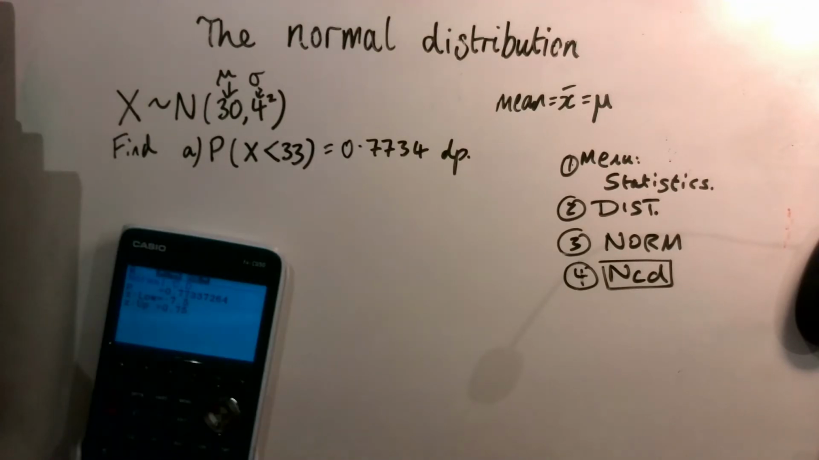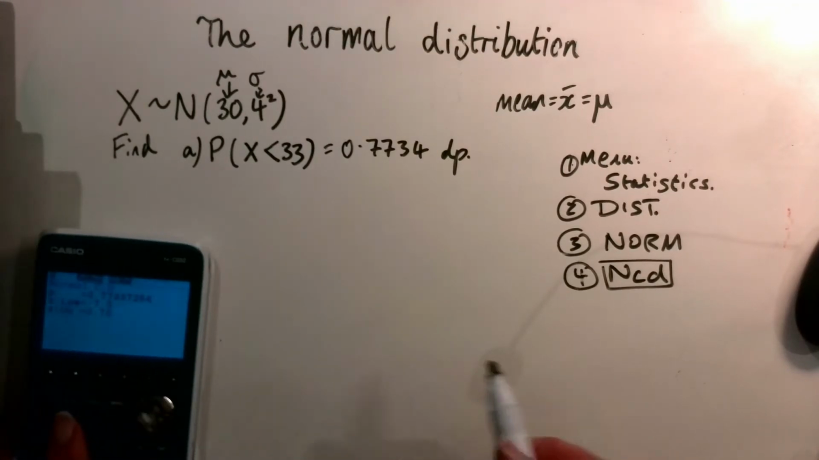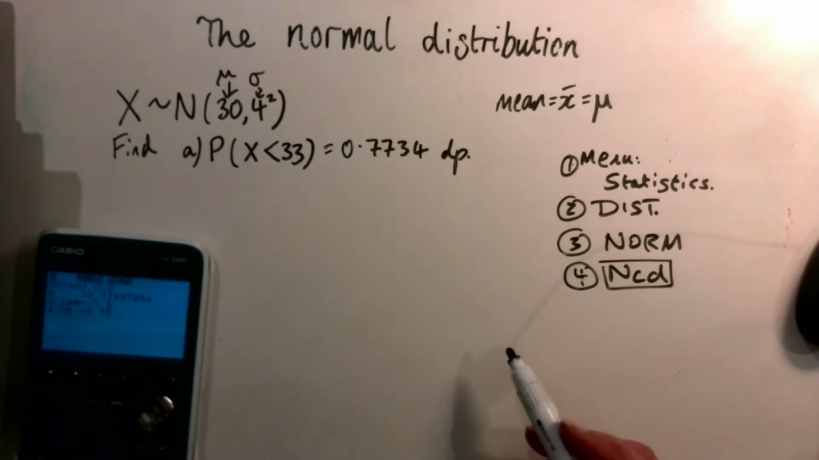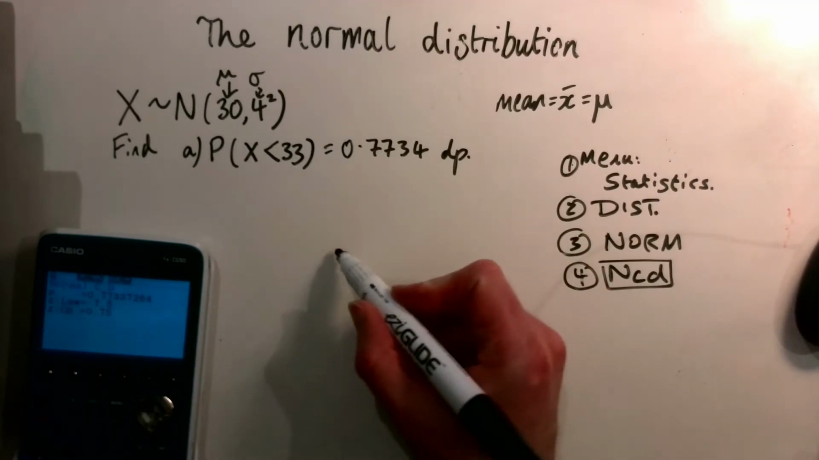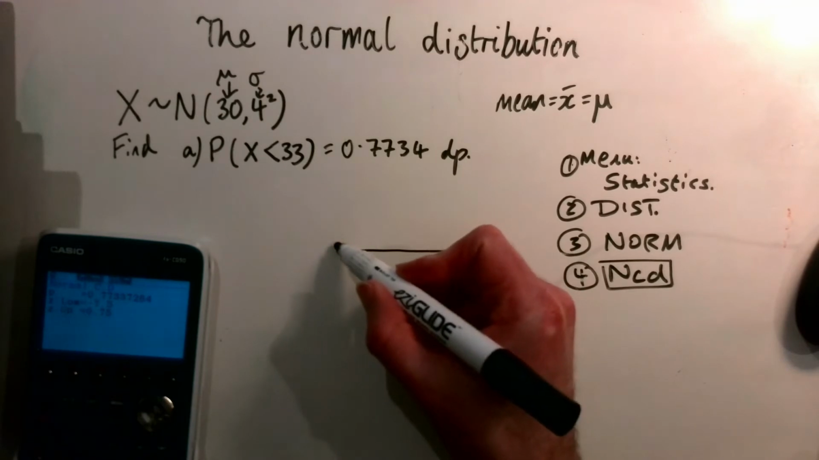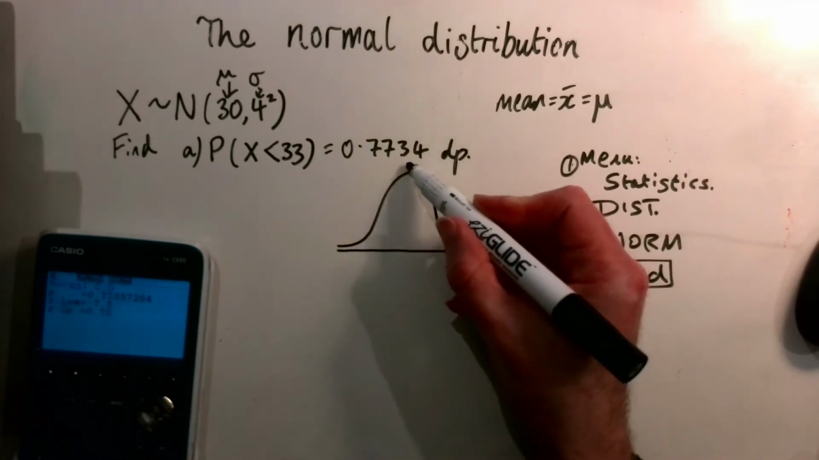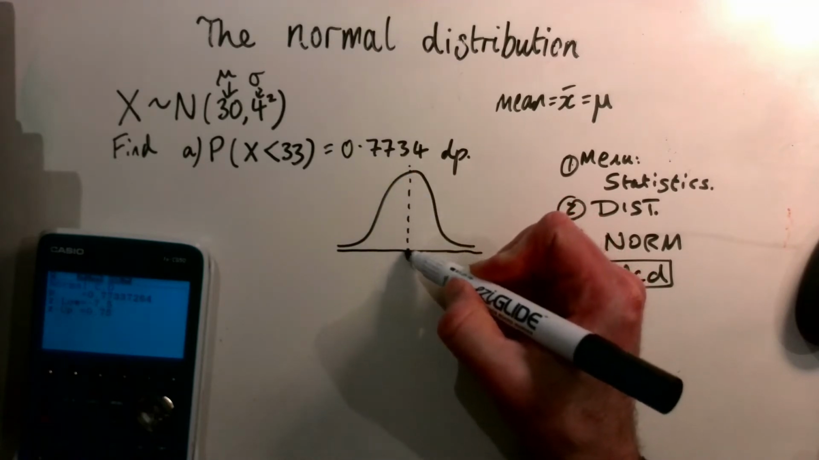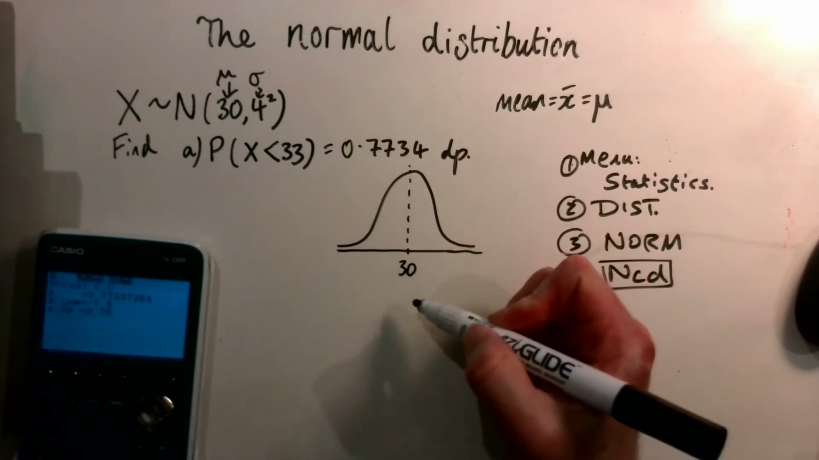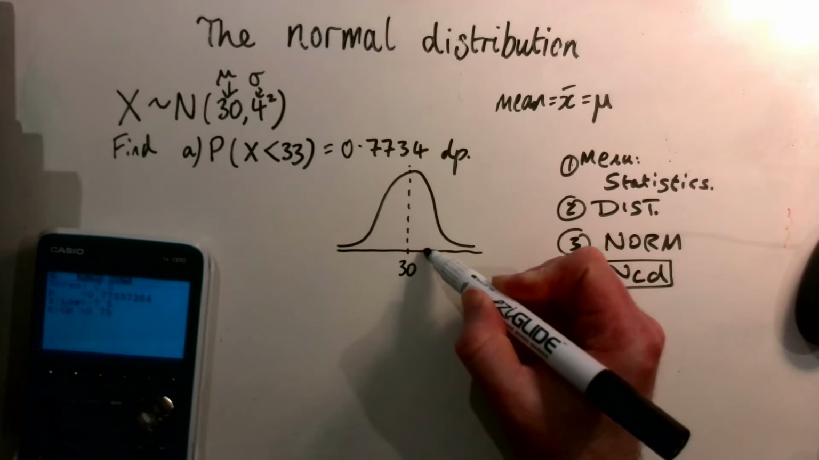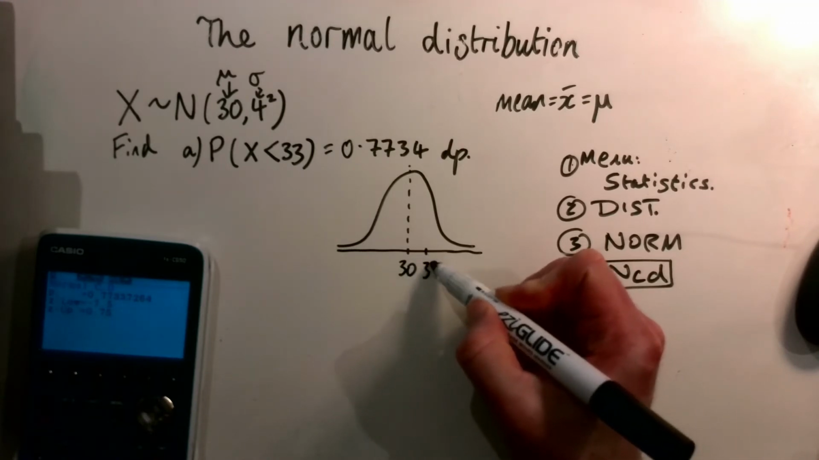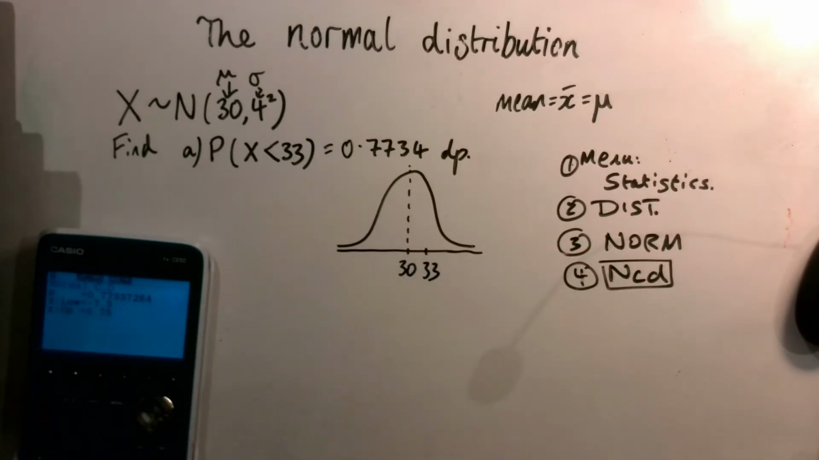Right, now that you've got that, you should always check that what you've got seems like a sensible idea by doing a wee sketch. So there's my bell curve. I've got 30 is going to be there. 33 is going to be a bit more than what we've got going on.